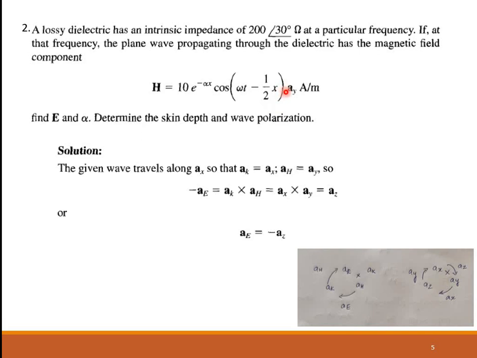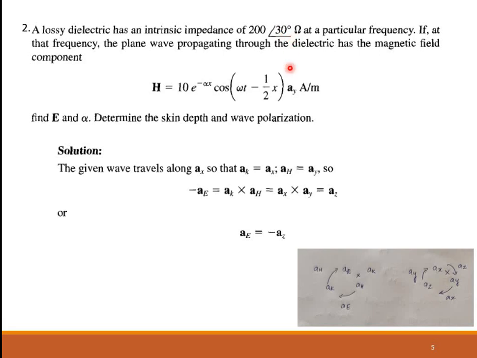What is one more term that is going to come over here? Theta n. Since this is a lossy dielectric, there is a phase shift between E and H by an angle theta n. And how do you obtain that theta n? Theta n is already given here. It is the angle of the intrinsic impedance. So that is 30 degrees.